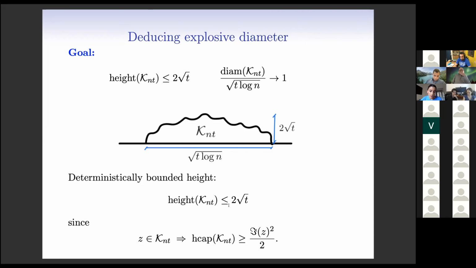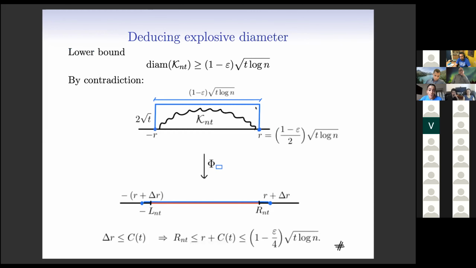And so if the height were to be larger than 2 square root of t, then you would be able to find a point in the cluster with height larger than 2 square root of t. And that would tell you that the half plane capacity is larger than 2t, which you know to be false. The cluster is rescaled to have half plane capacity 2t. So the height has to be bounded by this constant. We just care about the fact that it's a constant depending on t. We don't think this to be the true behavior of the height. And we can use this to deduce that the diameter is diverging logarithmically.